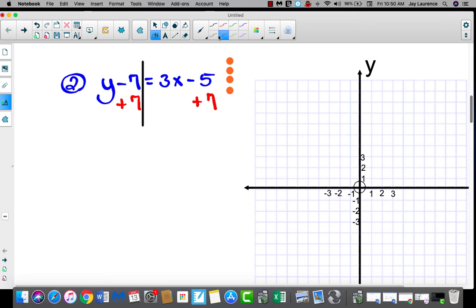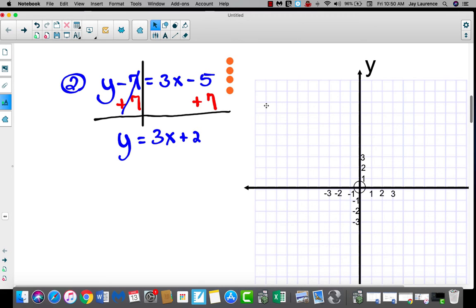Okay, very good. So I draw my little line. And on the left-hand side, the 7s have canceled out. I get a 1y. Y's alone now, that was my goal. And I have 3x plus 2, because -5 plus 7 is 2. So the y-intercept is going to be 2.